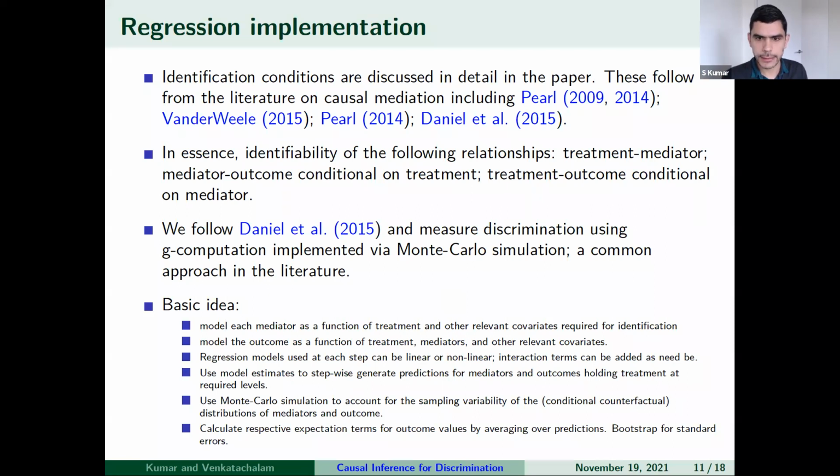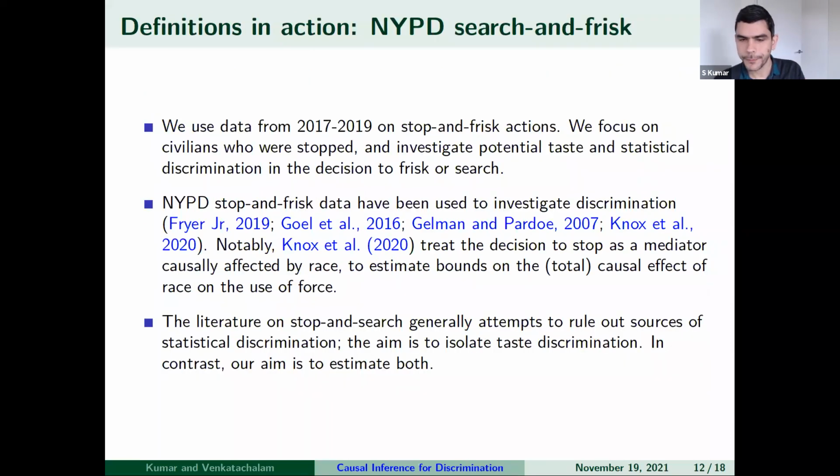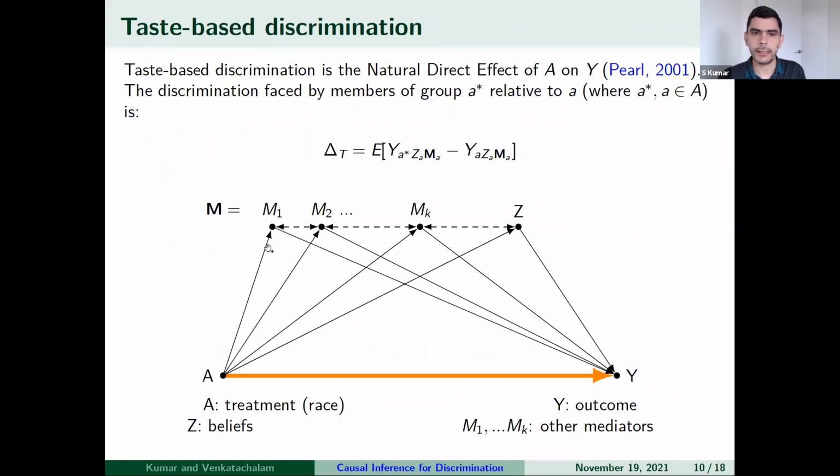So what that means is you do your regression model, let's say for M1, and then you say, well, holding A at some level, let us estimate the distribution of the M1s. And we can take a draw from the distribution because the regression model is going to have an error term. Then let's hold A at some other level and take another set of predictions of M1 when A is held at A star. And you can do this for each of the M's. You can also do this for the Z.